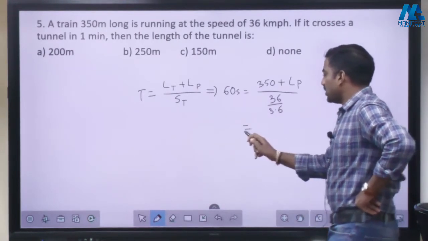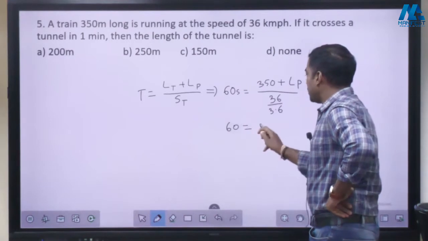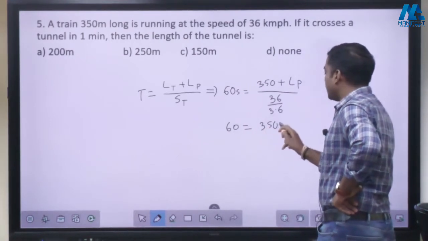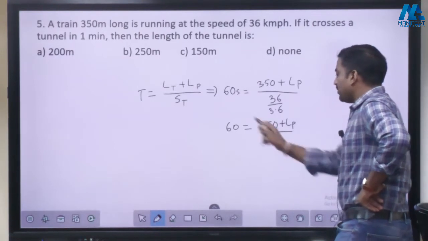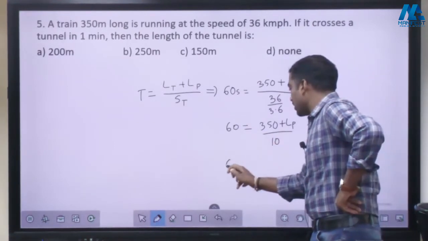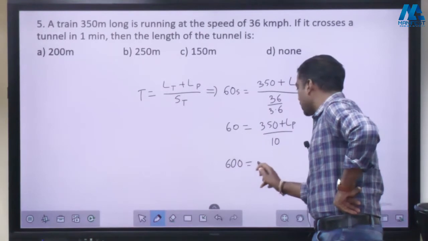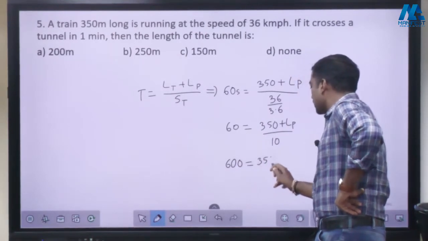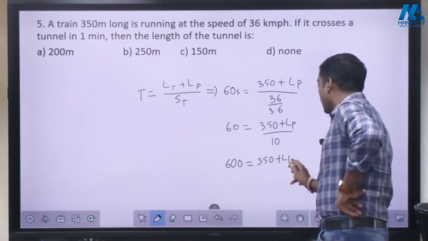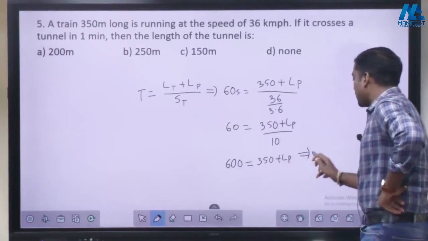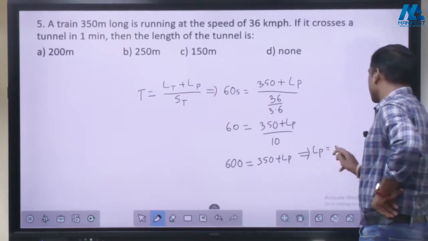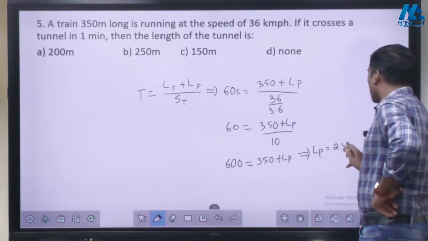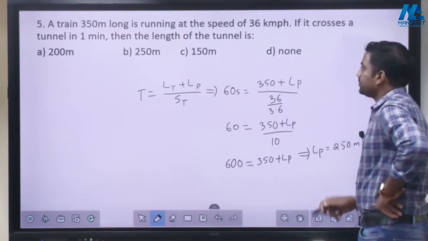So this will become what? 60 and here 350 plus length of the platform divided by 10. So this 10 will go this side. This will be 600 is equal to 350 plus length of the platform. So length of the platform would be how much? 250 meters.